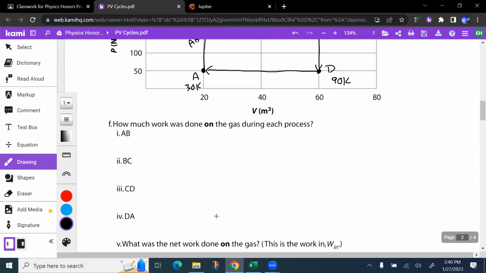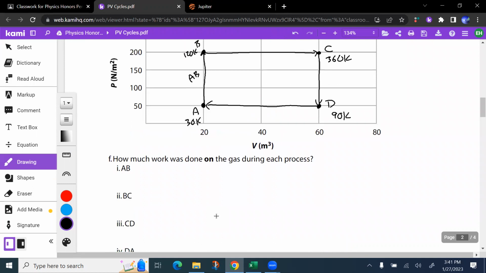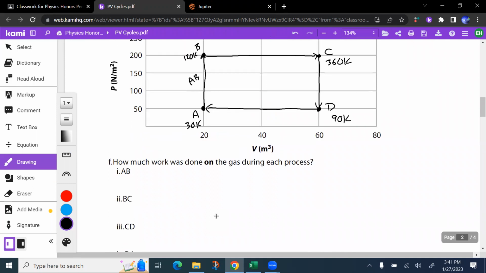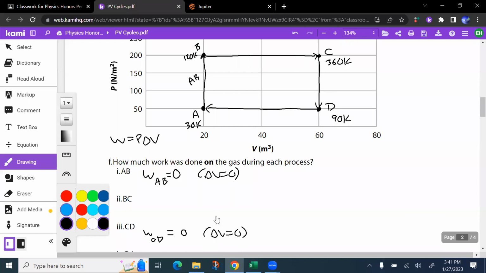Okay, part F, how much work is done on the gas in each process? Well, I can start this off by saying the work done from A to B and the work done from C to D are both zero. Why is this? There is no change in volume in each case. Remember, work is a pressure times a change in volume. So if you have no change in volume, you have no work done. So parts 1 and 3 are pretty easy.